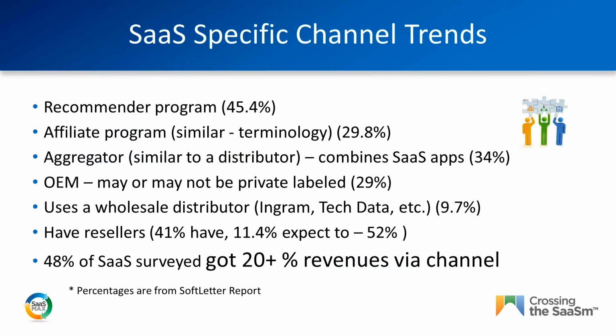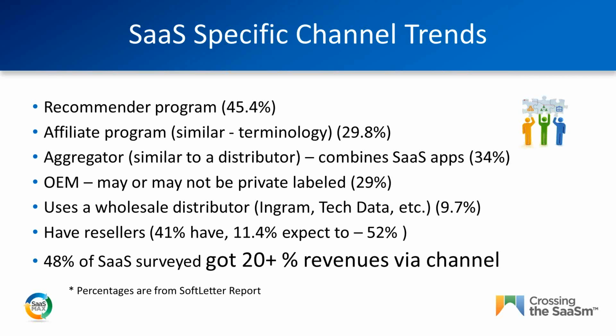So one more slide on my end that I thought I would want to share with you is some of the specific trends in the channel. And this research was done by a group named Soft Letter Report, who also hosts a conference called SaaS University. And they found that as far as SaaS goes, recommender programs, which include affiliate programs and other reseller types of commission, retail commission types of programs, represent 45% of the programs that are being offered today as reseller programs for SaaS.